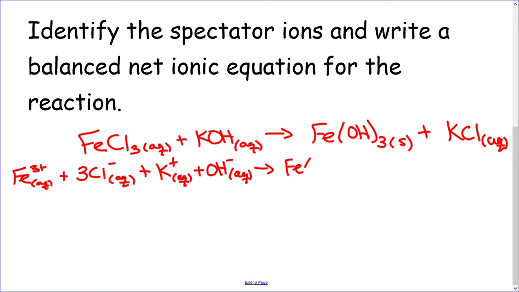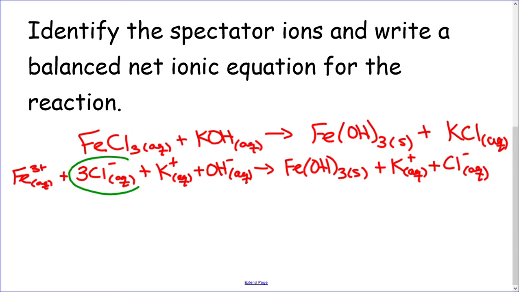Our Fe(OH)3 doesn't change, it doesn't dissociate or dissolve in water because it's a precipitate, it's a solid. And then the potassium is going to dissociate into its ions, and same with the chlorine. We identify what those spectator ions are. So in this case, our spectator ions are something that's the same on the left and the right. It looks like the chlorines would be the same, left and right, and the potassiums would also be the same, left and right. So here are my spectator ions.